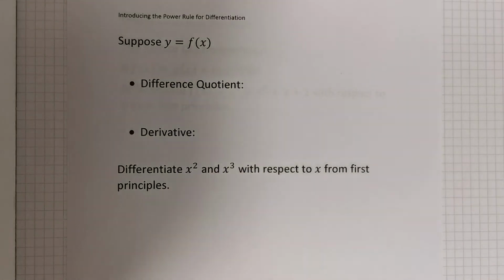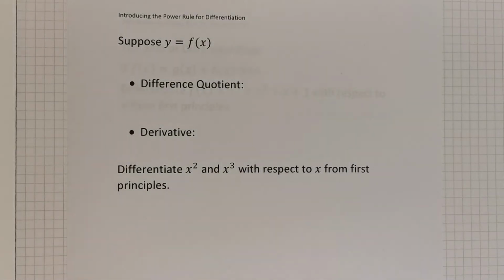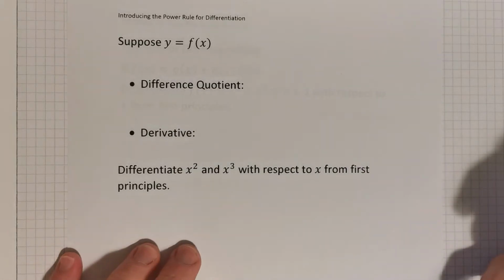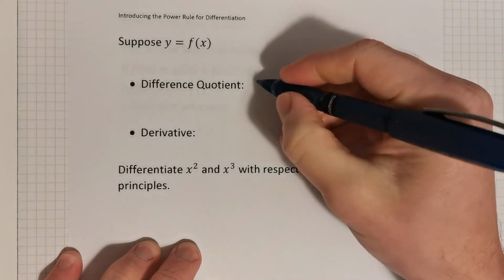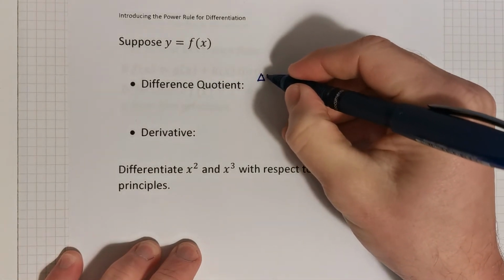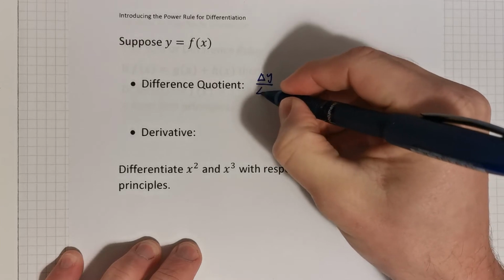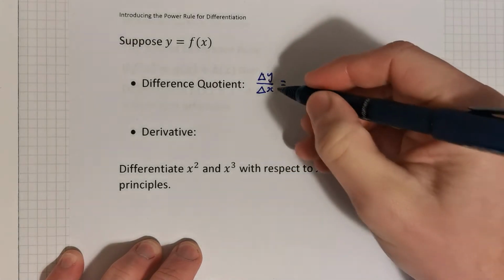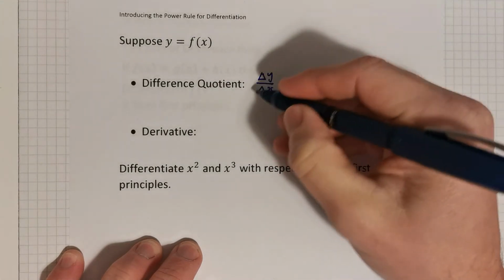Okay, in this video I'm going to introduce the power rule for differentiation. So make sure you're up to date on that work on the difference quotient and the derivative. Remember we said that if y is equal to f of x, then the difference quotient gives me the average rate of change. The difference quotient is the change of y divided by the change in x. It's the average rate of change of y with respect to x, also known as the slope.